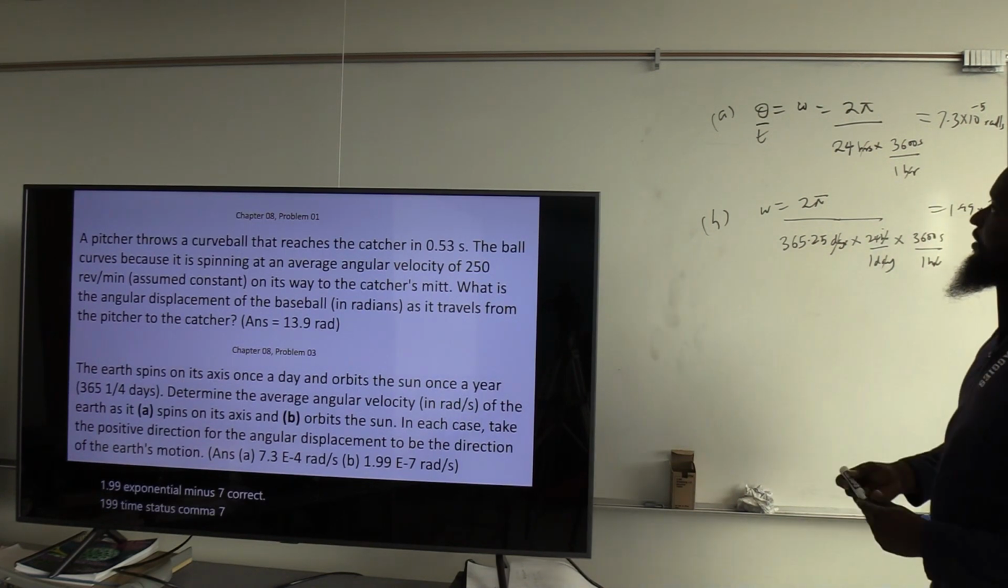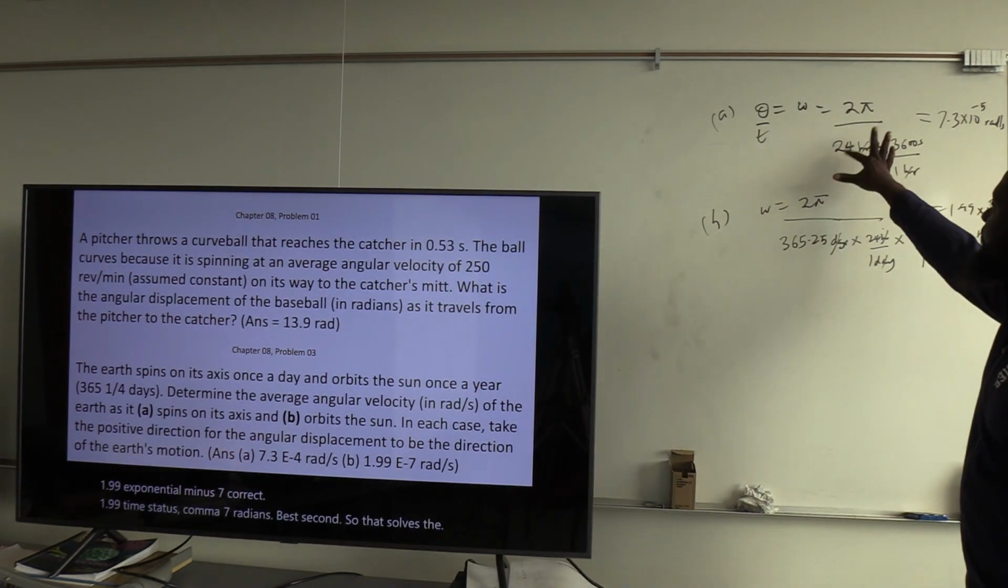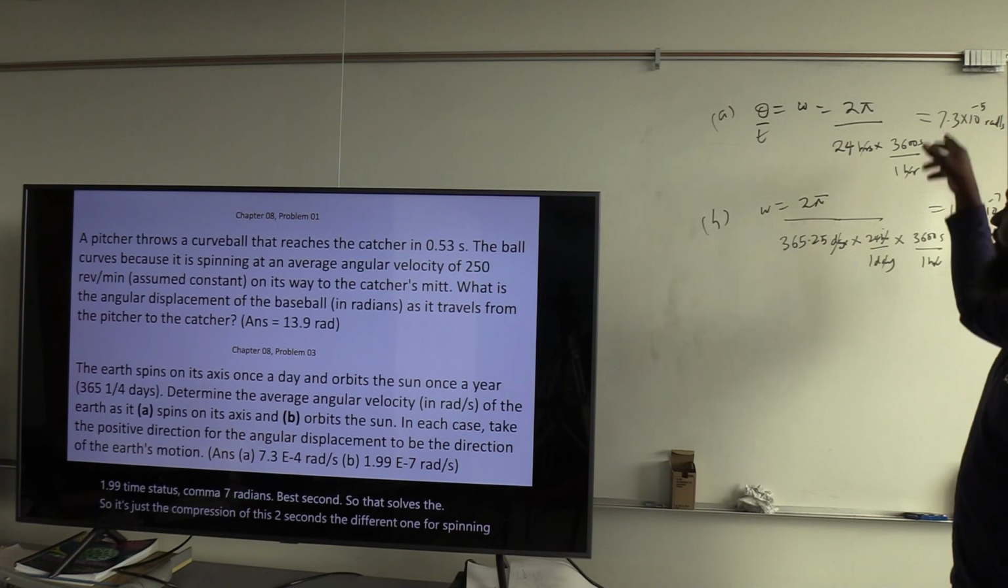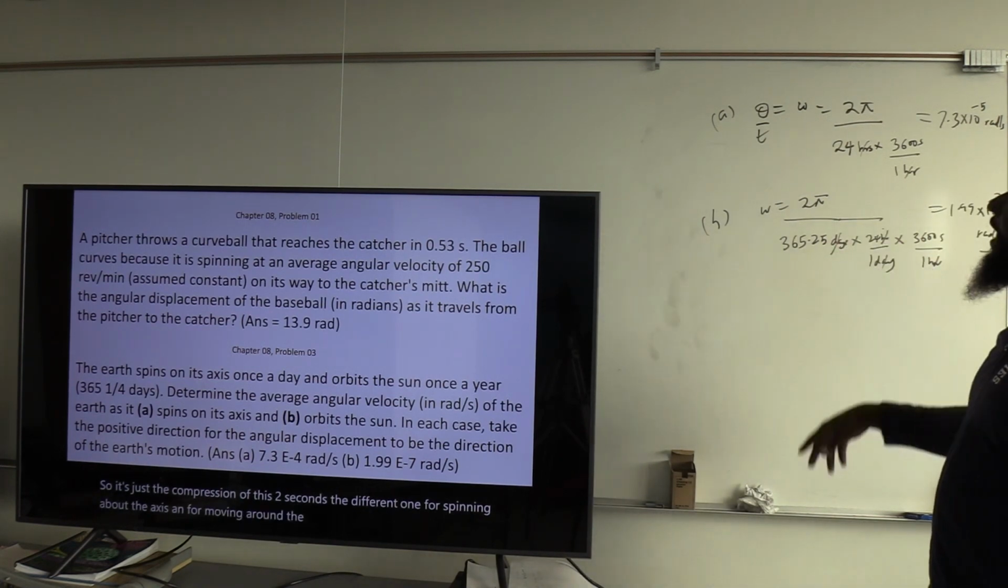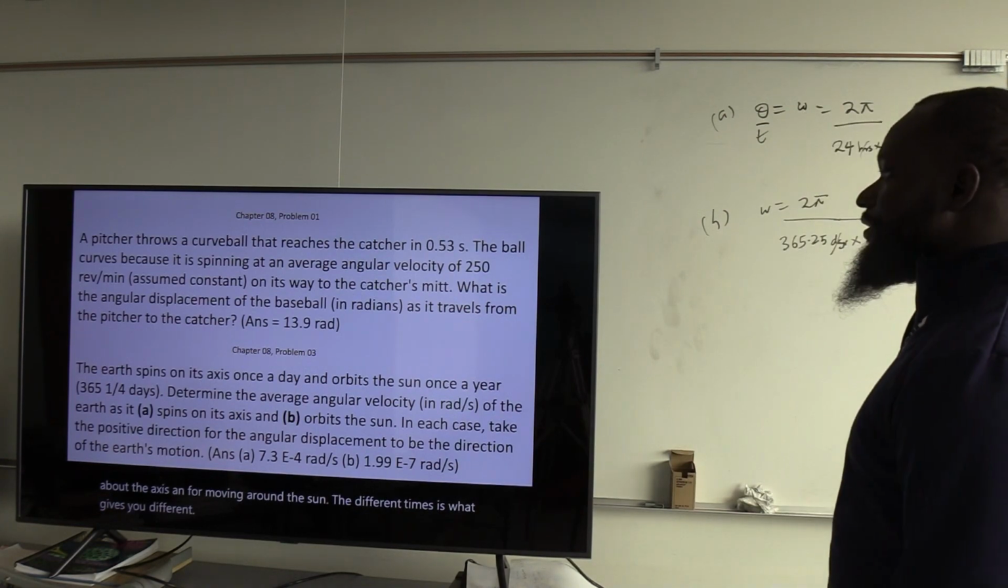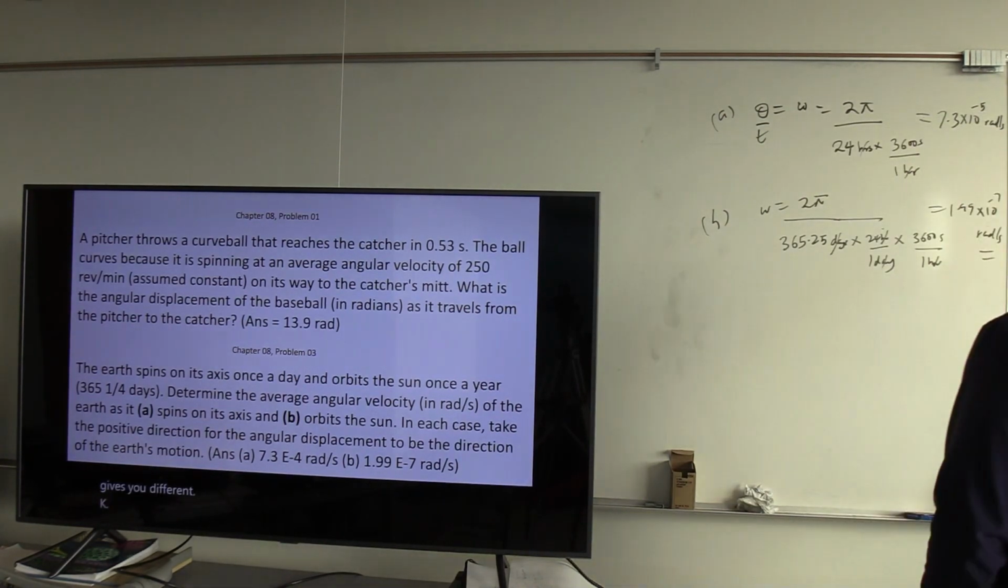So that solves the problem. It's just the conversion of these to seconds. The different times, for spinning about the axis and for moving around the sun, are what give the different angular velocities. Okay, let's go to the next problem.